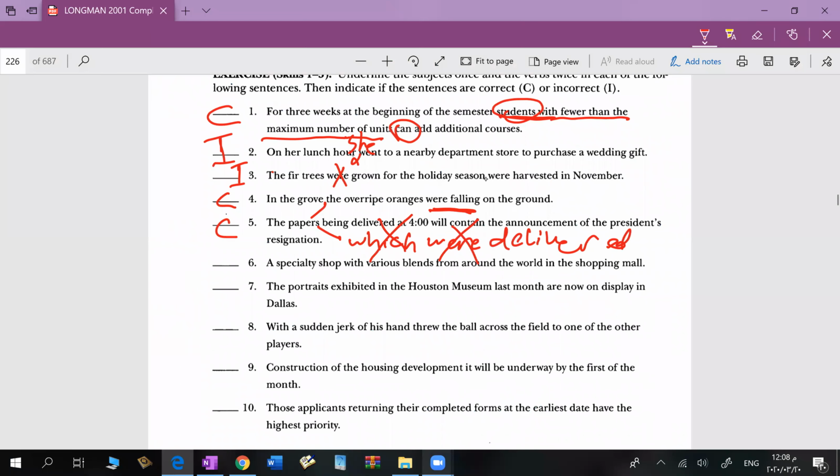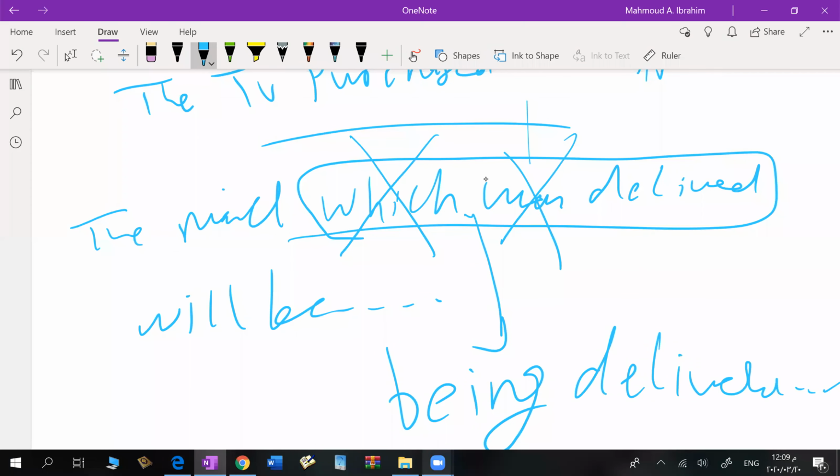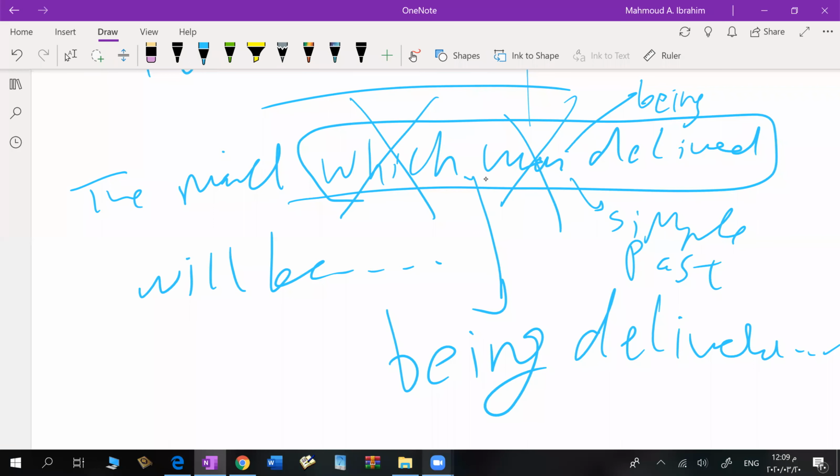Excuse me, doctor, but in the example that we said before, the TV purchased yesterday was expensive. We didn't put being here, we just said purchased, which is an adjective. We didn't mention being at all. It depends on the tense. That tense is simple past. Your question is good. Which was being delivered, because that wasn't simple past. This is continuous past.